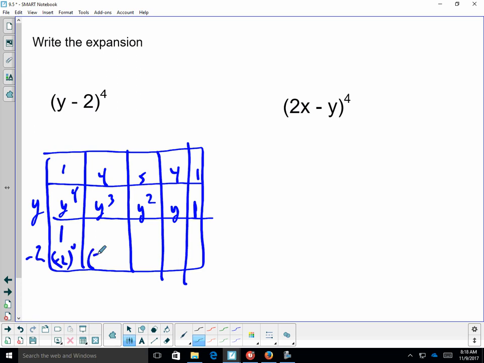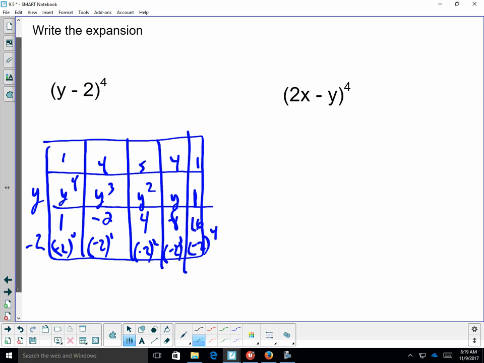This is negative 2 to the 1st power, which is negative 2. This is negative 2 to the second power, which will be a positive 4. Negative 2 to the third power, which is a negative 8. And then finally, negative 2 to the fourth power, which is a positive 16.